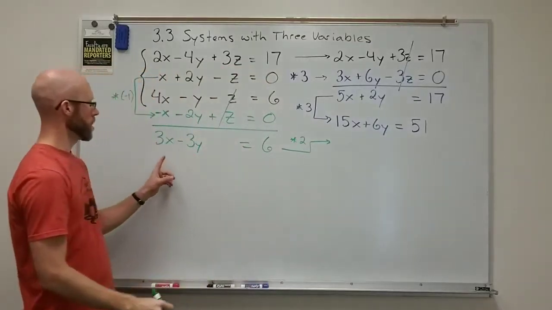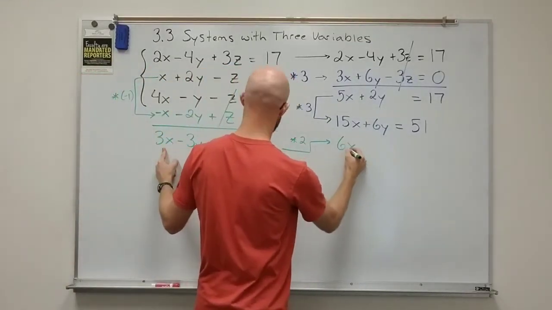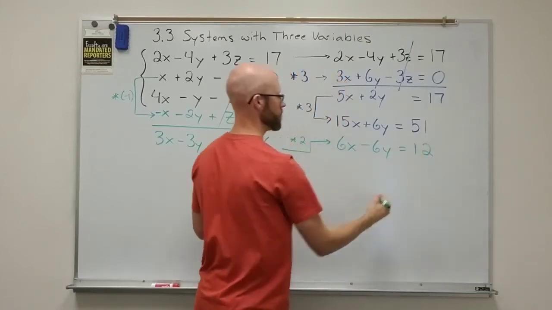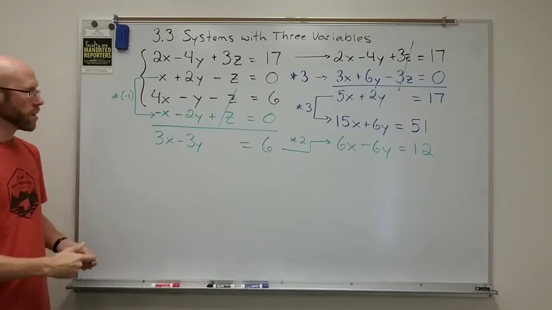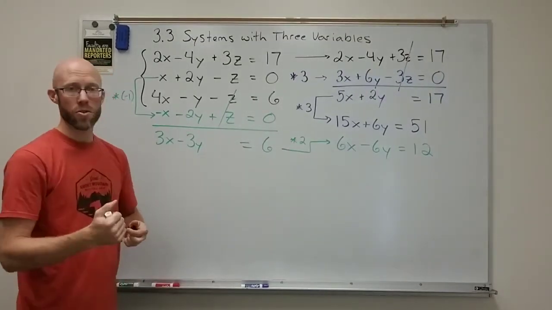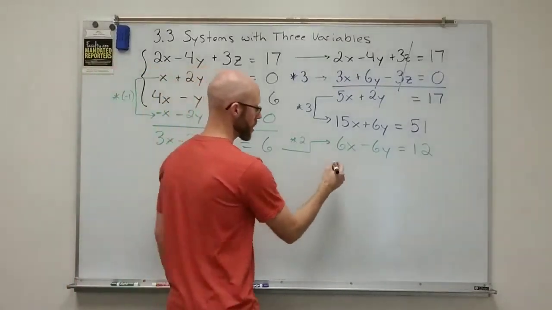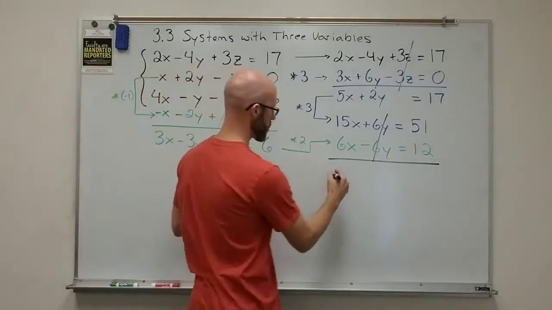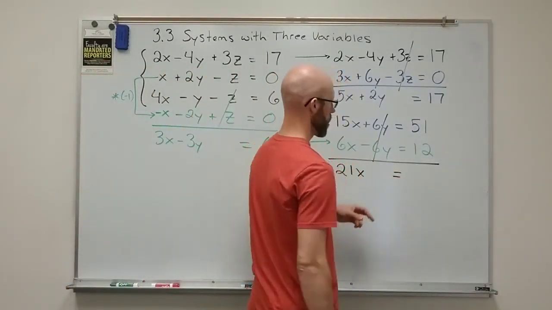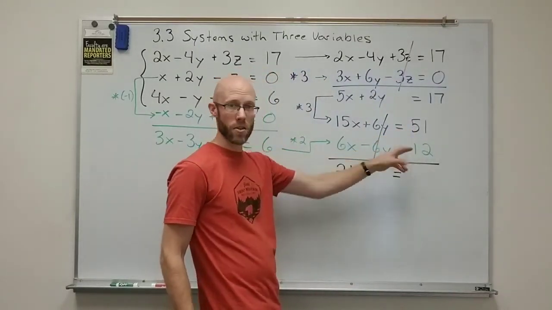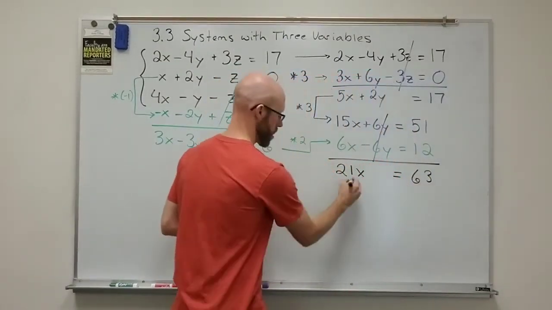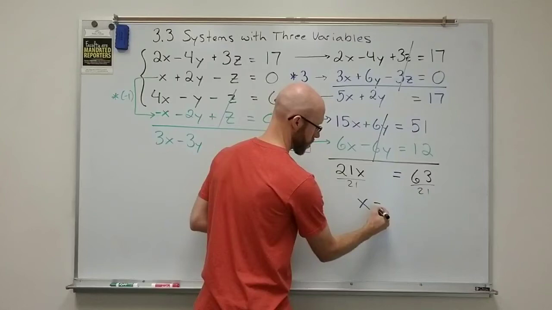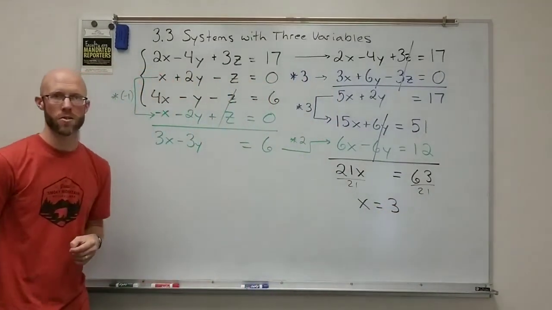Times by 2. So I'm going to get 6x minus 6y equals 12. Okay. Then I can add those two equations together using the addition method again. The y's drop off nicely. I get 21x. And 51 and 12 make 63. And when I divide out the 21, well, 63 divided by 21 is 3. It works out nicely, so x is 3.